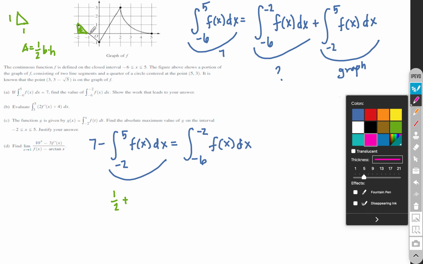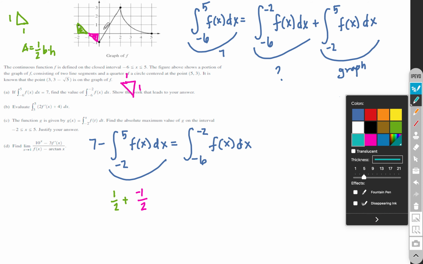Now, if you look at the next piece, I'm going to break up the next piece into what looks like another triangle. And this one, I'll just draw it right here, also has base 1, height 1. So the area of that little pink triangle is also going to be 1/2. But it's below the x-axis, so it's going to be negative area, negative 1/2.